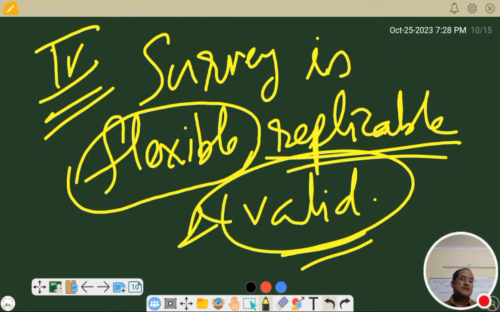Why is it a valid method? See, its replicability gives us what? Reliability. That is, we can believe that this survey is something which we can rely upon. Almost similar results, depending upon the kind of demography, are found in Ghaziabad and your Azamgarh districts. That is, it is replicable. Then it is valid. What does it mean?